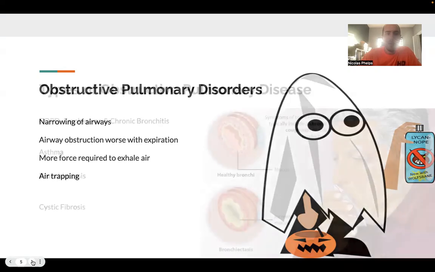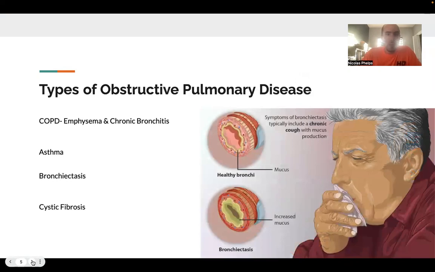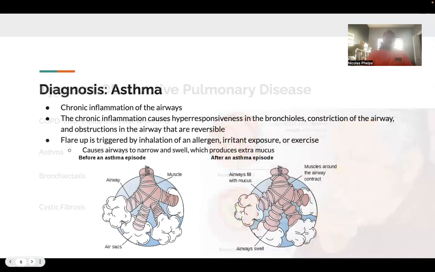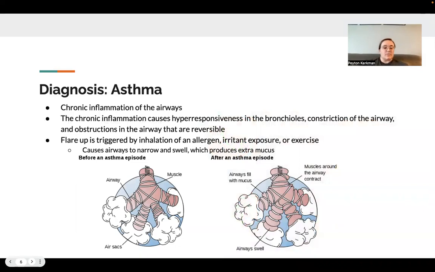Next slide. The main types of obstructive pulmonary disease are COPD, which is a group of 2 diseases, emphysema and chronic bronchitis. Then there's asthma, bronchiectasis, and cystic fibrosis. With the clinical presentation of our patient presenting with a non-productive cough, wheezing, and chest constriction, we diagnosed them with asthma, which is chronic inflammation of the airways.